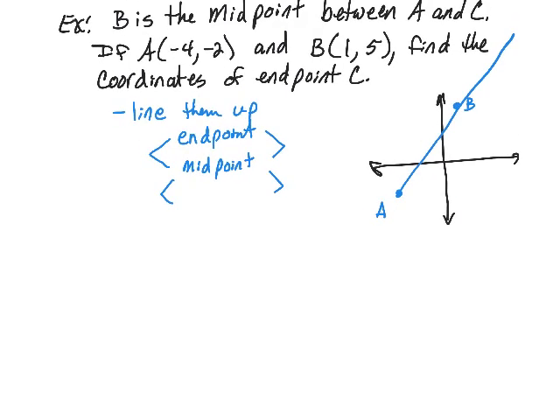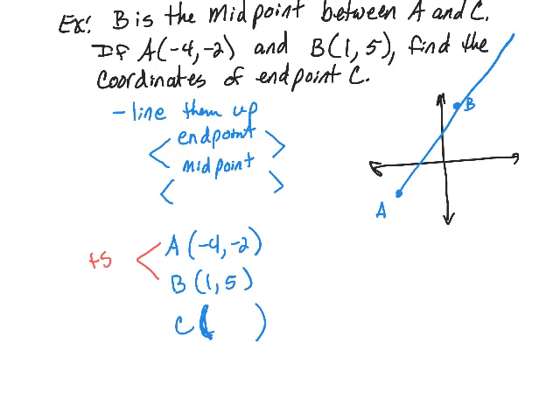So, if A is at (-4, -2), and B is at (1, 5), I'm trying to find C. I don't know what it is yet. So I ask, how far do I have to go and in what direction? I start at -4, I end at 1. That means I'm adding 5. So now I want to add 5 again to the 1. That puts me at 6, and that's my C coordinate in the x direction.